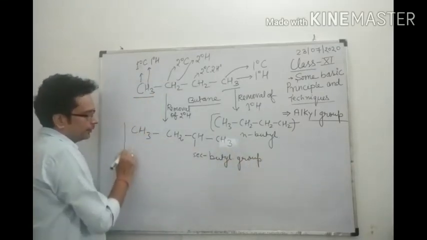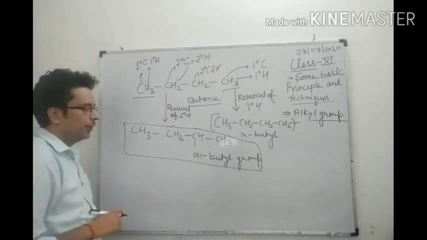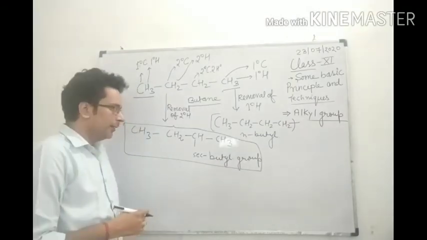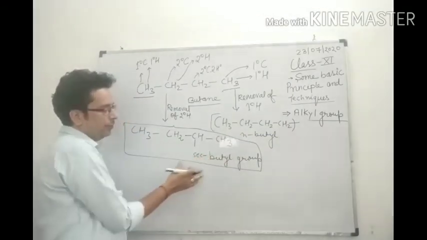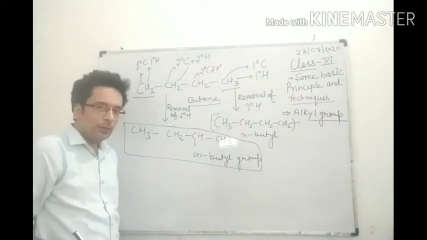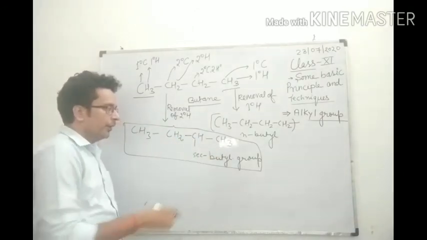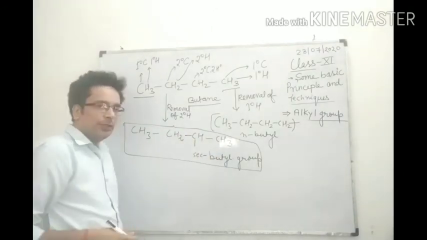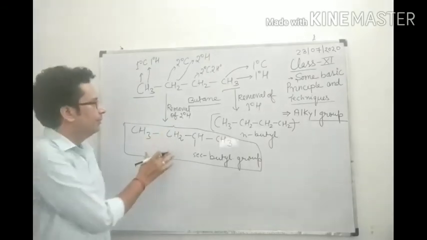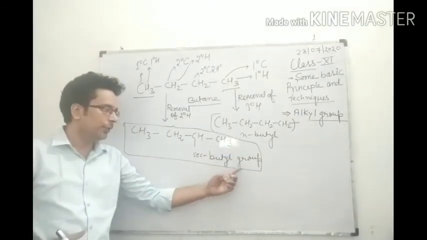This is secondary butyl group. What is the difference between normal butyl and secondary butyl group? The difference is that in normal butyl, the hydrogen is removed from a primary carbon, and in secondary butyl group, the hydrogen is removed from a secondary carbon. So this butane gives two types of alkyl group, normal butyl and secondary butyl group.